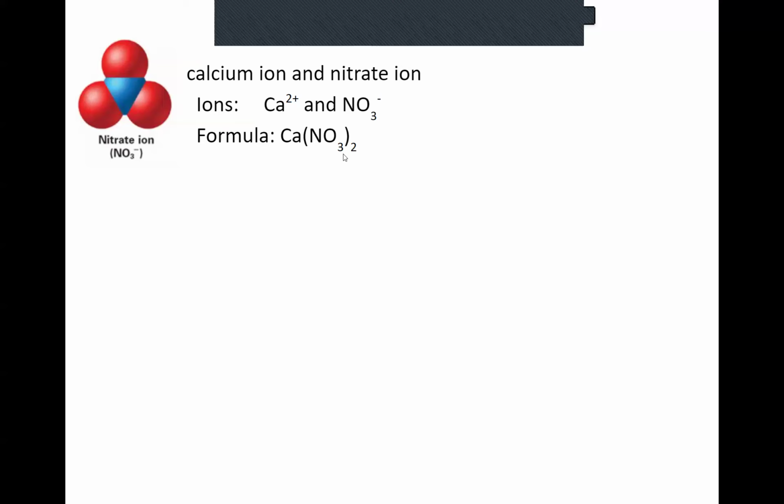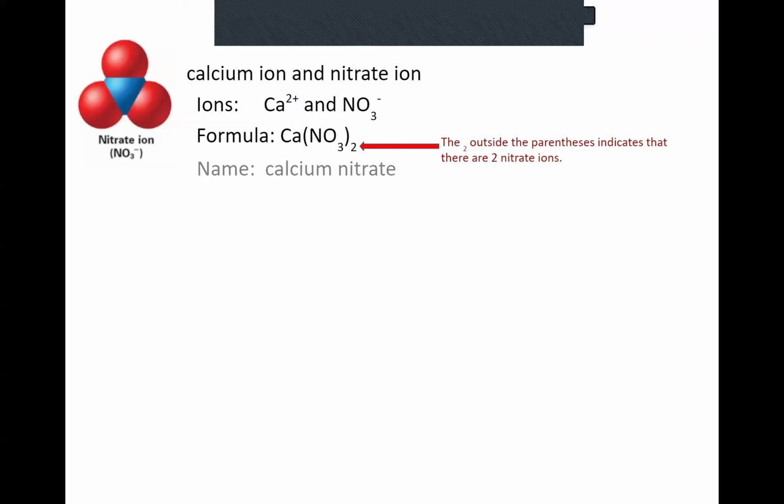Sometimes students get confused and they say, I see a 3 here. Does that mean there's 3 nitrate ions in this compound? No. It's only the subscript outside the parentheses that tells you how many of the ions there are. The 3 that's within the parentheses tells you how many oxygen atoms are within a single nitrate grouping. It does not tell you how many ions there are. So that's a really important and common mistake, to confuse the 2 and the 3 and think that there's 3 ions.